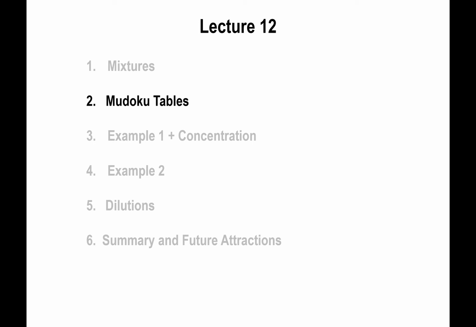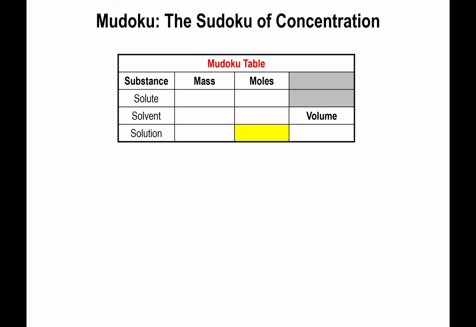Alright, so what I want to introduce right here is something that I dubbed the Mudoku tables. Think of this as being a Sudoku table, but for concentration. And the table, as you can see here, is basically divided into 3 rows. You have the solute, the solvent, and the solution rows. And then you have these 3 columns. The ones that are probably the most relevant and important for the vast majority of the entries are the mass and moles columns. But you're going to have one in addition, which is the volume column, which technically is going to only pertain to the solution, at least for most of the things we'll be looking at here.